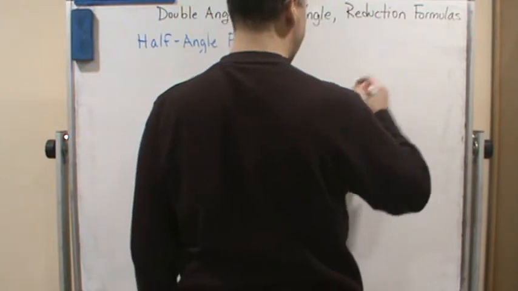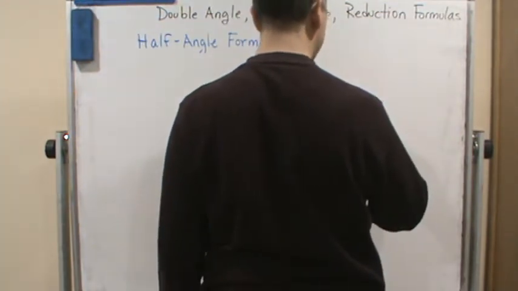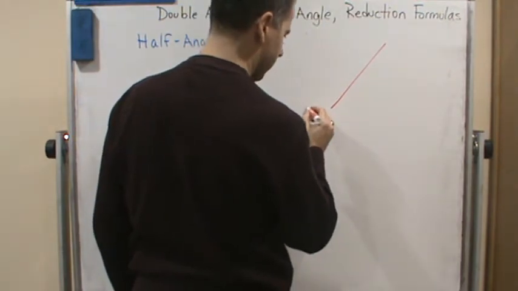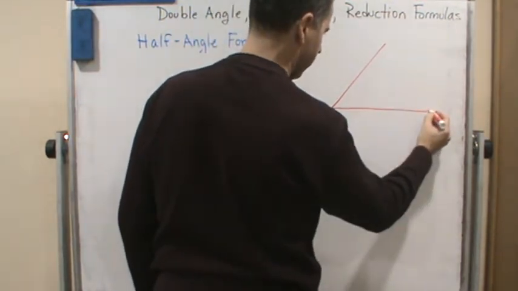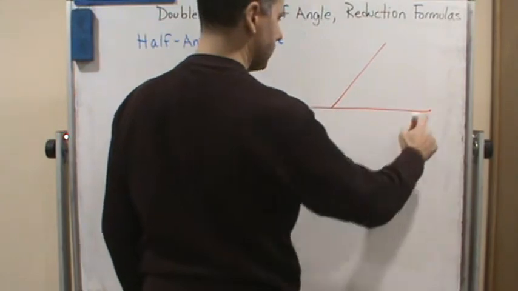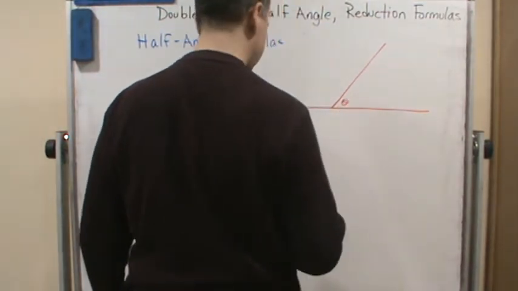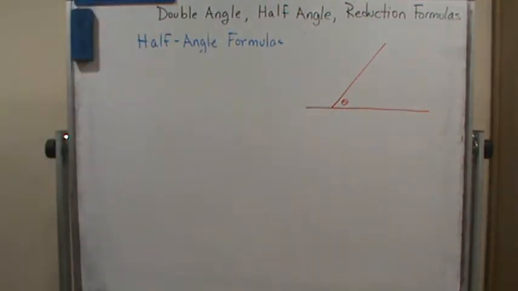So let's say it's a ramp that does something like this, and here's the ground. And so here's the angle theta that the ramp makes with the ground. Okay, so that's what I got so far.